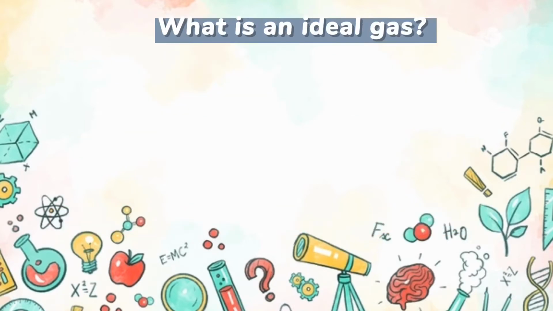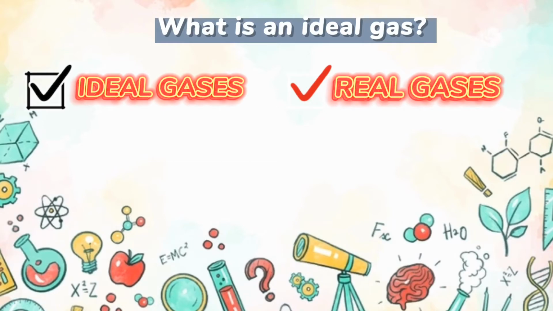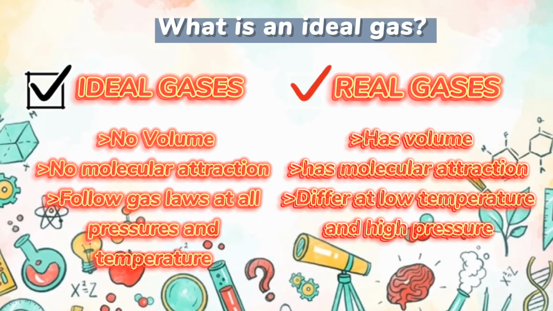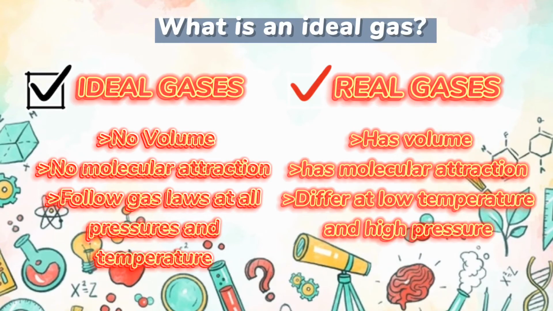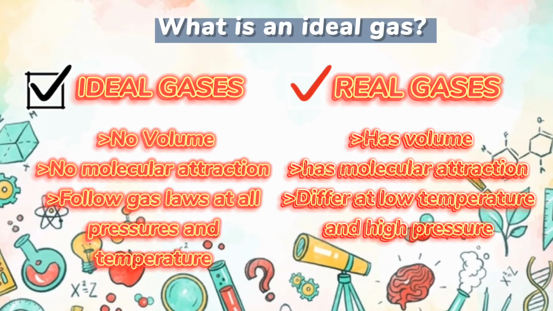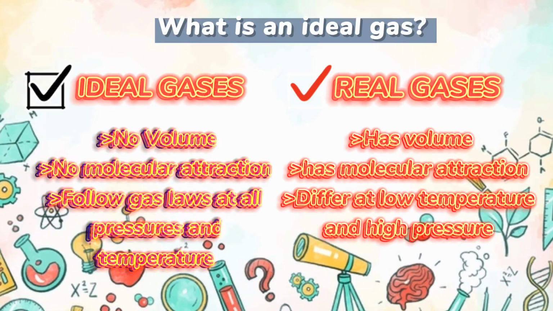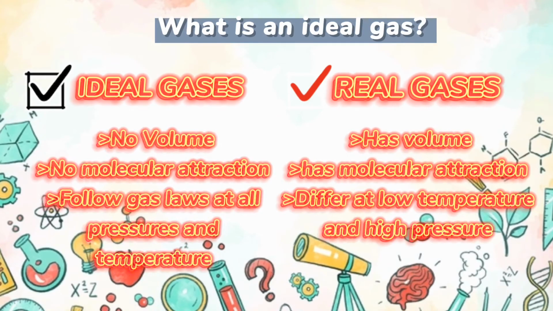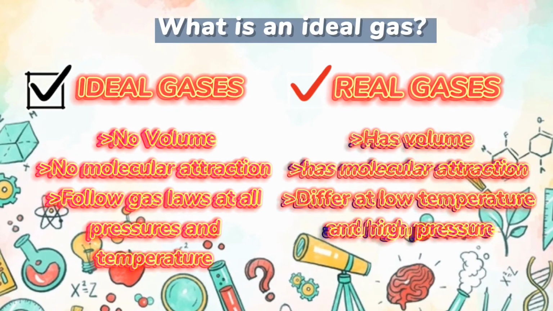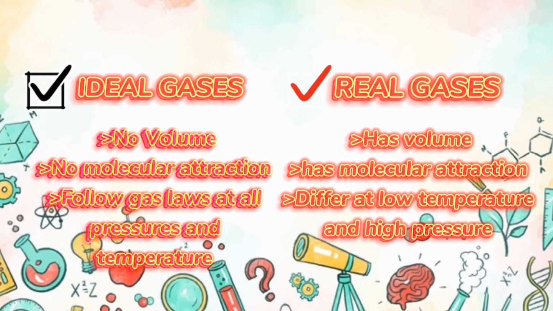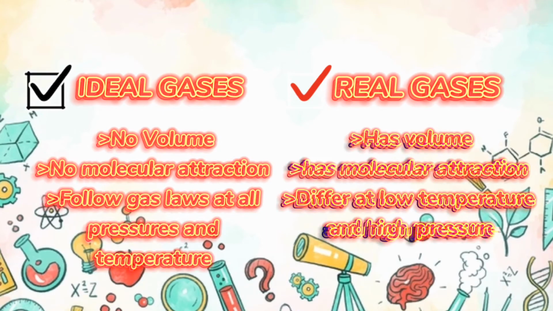Now, the ideal gas law makes some assumptions about ideal gases. So let's compare ideal gases and real gases. Ideal gases have no volume, but of course that isn't the reality. Real gases have volume. Ideal gases have no molecular attractions, but real gases are attracted to each other. When they cool down, they stop being gases and will form liquids and solids.